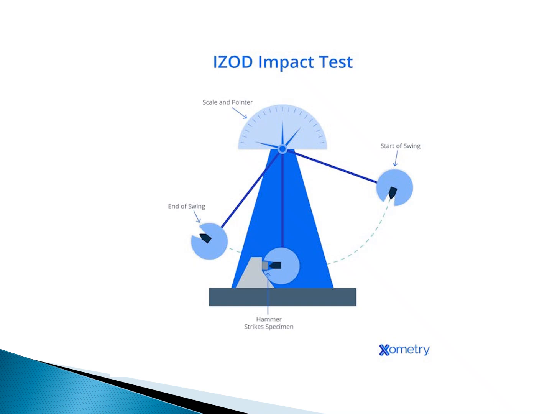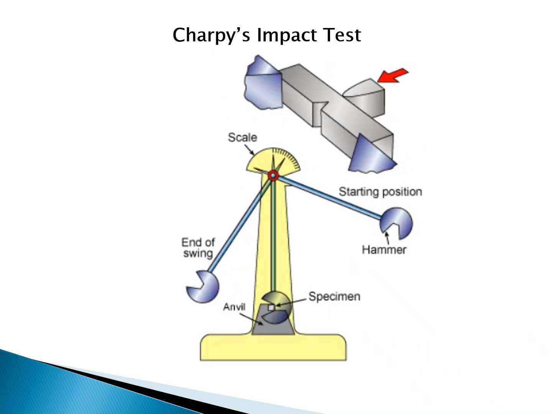So usually there are different methods for testing the impact strength. One method is called the Izod test, and the second method is called the Charpy test, where in both there is an accelerated load which comes and falls on the specimen, and this measures the amount of force required to break the specimen.